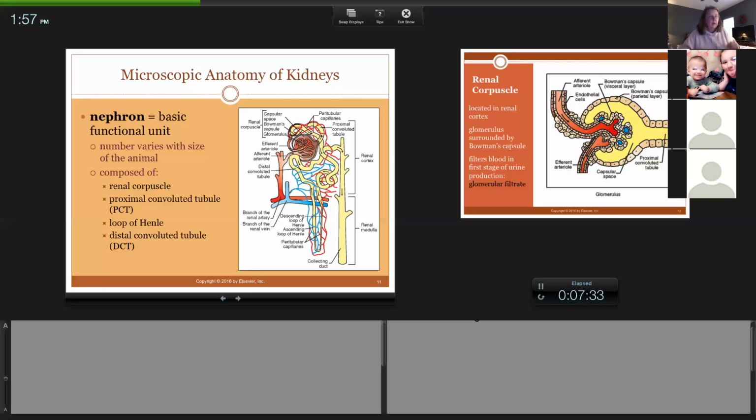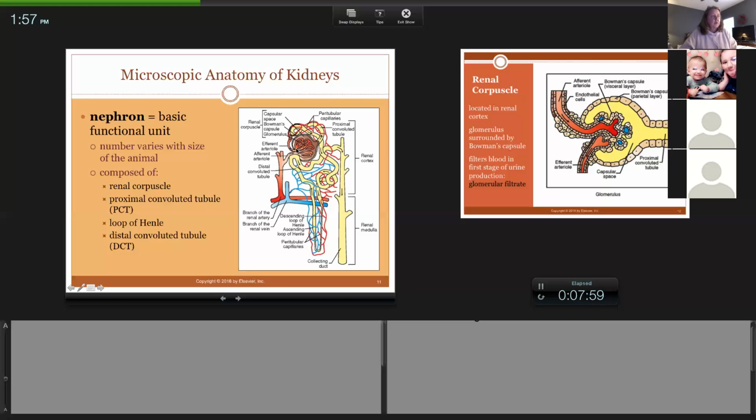So when blood comes to the kidney, it's first going to enter this thing right here, which is called the glomerulus. And when the blood gets pushed in there, anything that's soluble, remember, dissolvable, is going to get pushed out into this capsule. That's how urine is beginning to be made.